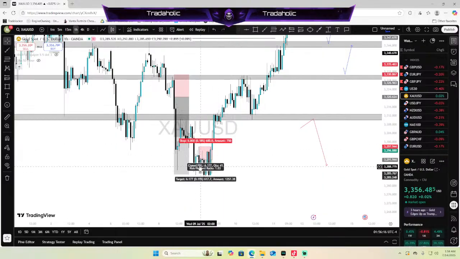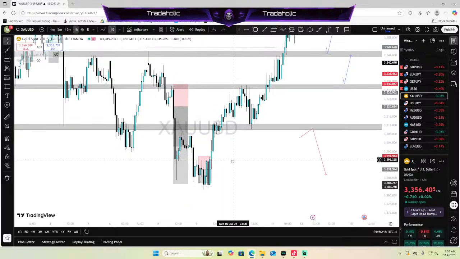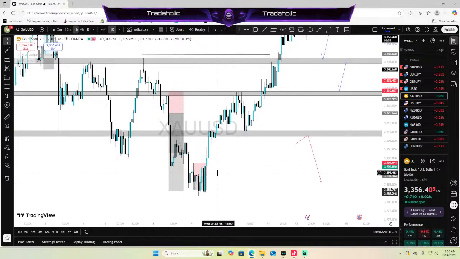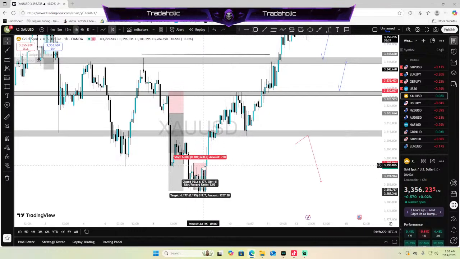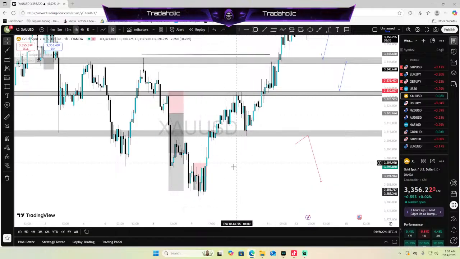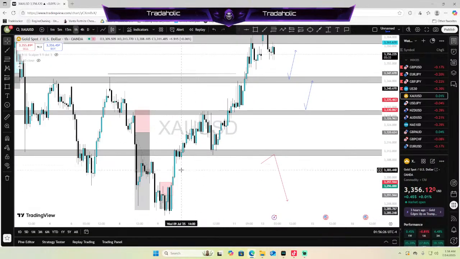Once again, I took sells again right over here. This ended up being a break even. My sell bias ended up being wrong here. Even though I still hit a 1-to-1, it ended up being a break even trade, it reversed. So then I stopped looking for sells. I started looking for buys.